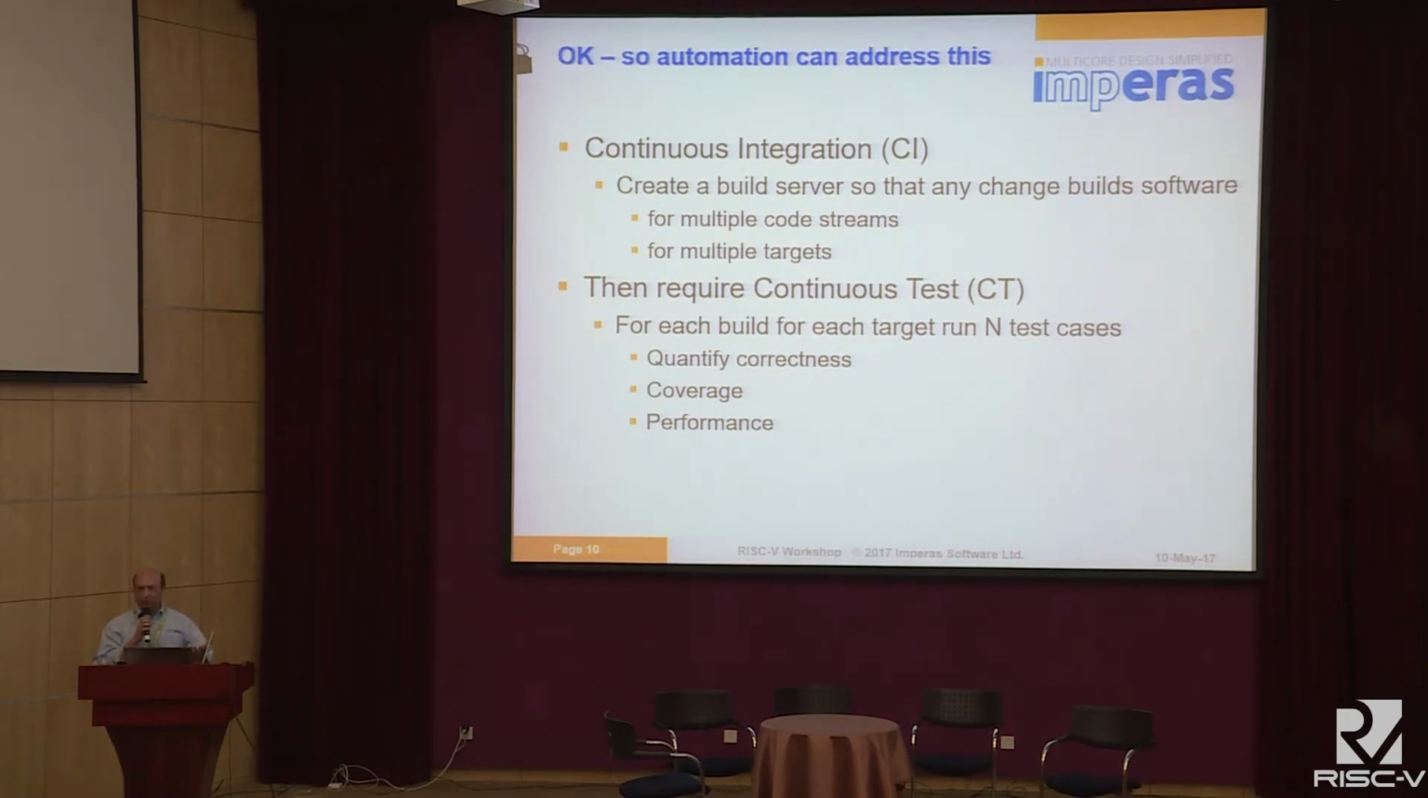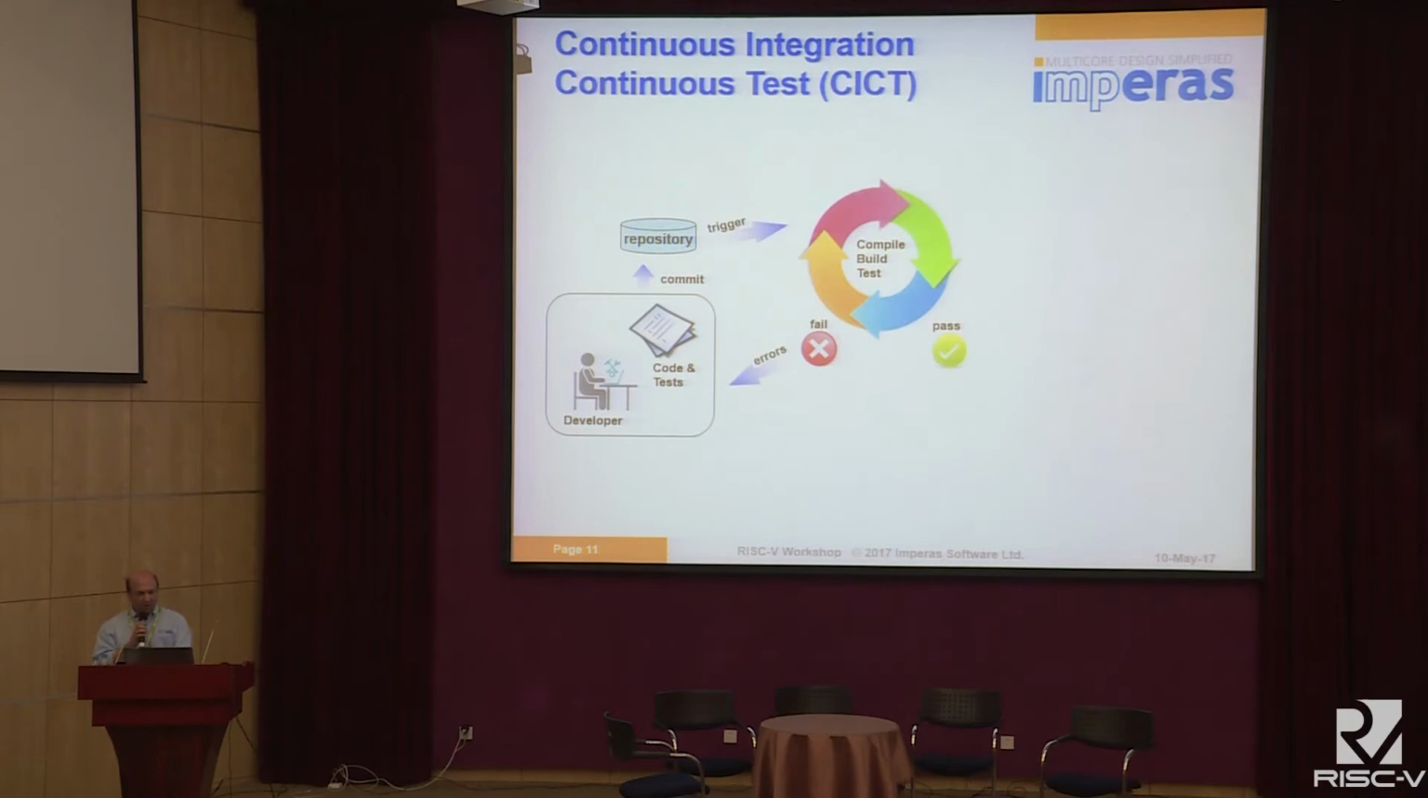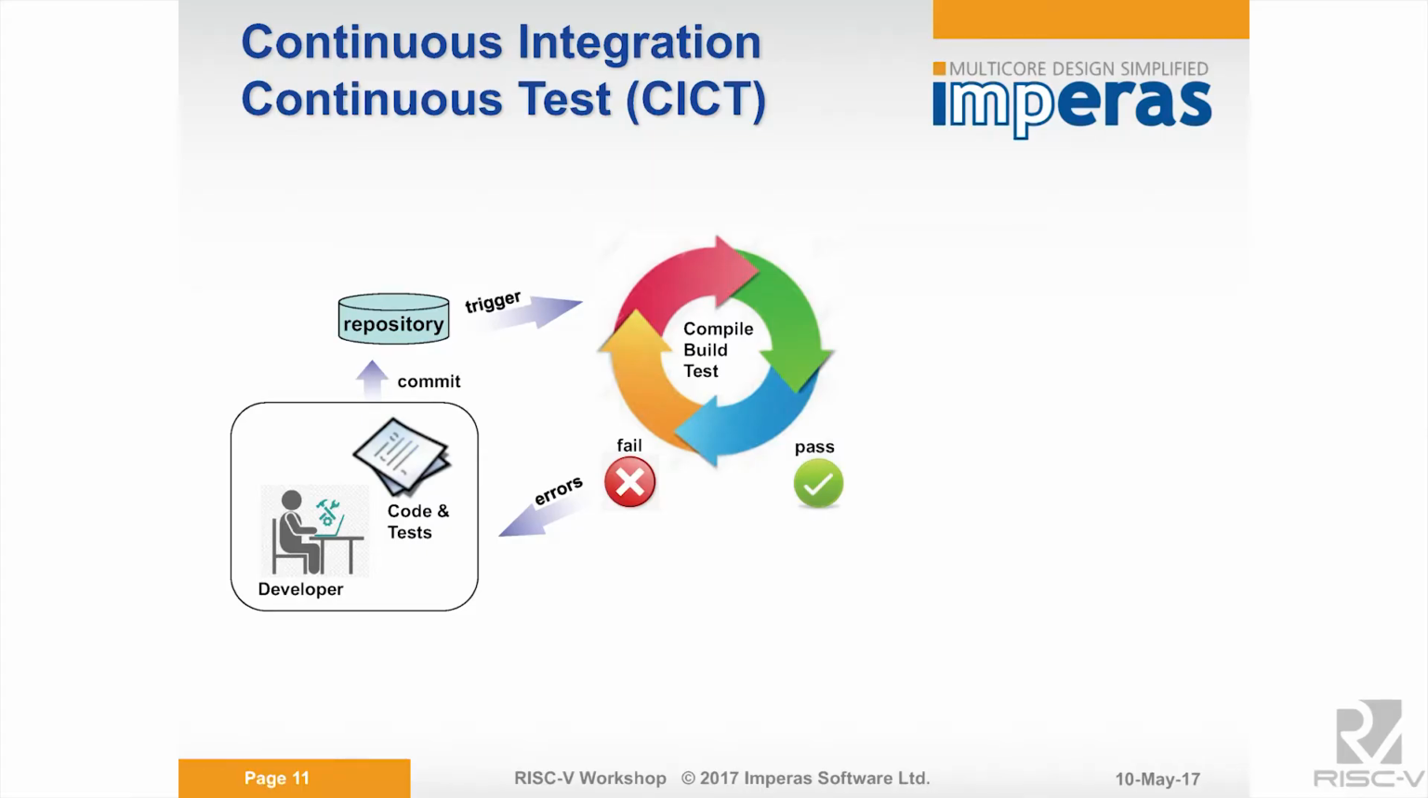Starting with continuous integration, you create a build server so that any change builds the software for the multiple code streams, for the multiple targets. And then with continuous test, you run n number of test cases, could be thousands. Actually, we use this internally, and our standard test base is somewhere around 12,000 tests, which run in about 8 minutes for each of our developers. So you run n test cases, you quantify the correctness, you get coverage metrics, you actually get performance metrics out of this as well. So again, what we're looking at here is going from the developer to the compile, build, and test part of this, continuous integration, continuous test.